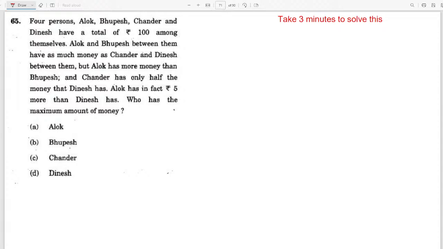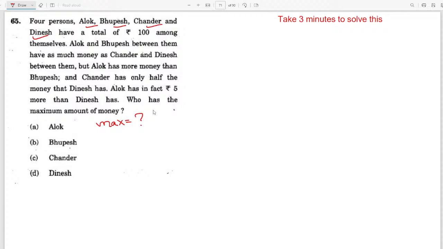What they're asking is, 4 persons, Alok, Bhupesh, Chandar and Dinesh have a total of ₹100 among themselves. Alok and Bhupesh between them have as much money as Chandar and Dinesh between them. But Alok has more money than Bhupesh and Chandar has only half the money that Dinesh has. Alok has in fact 5 more than Dinesh has. Who has the maximum amount of money?